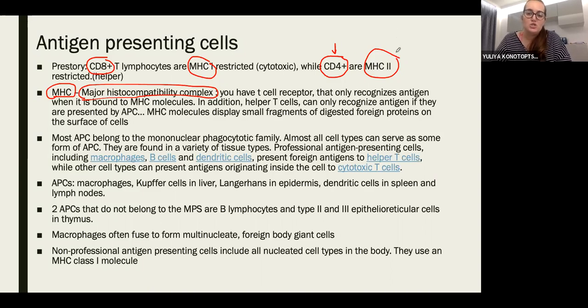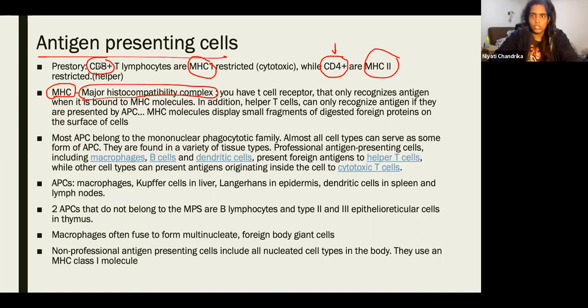What about MHC2? MHC2 is only present on antigen-presenting cells. There's actually a question that they ask you in the oral. In order to be considered an antigen-presenting cell, what should you have? You should have MHC2 on your surface. So the only way for you to be considered to belong to the group of antigen-presenting cells is if you have MHC2.